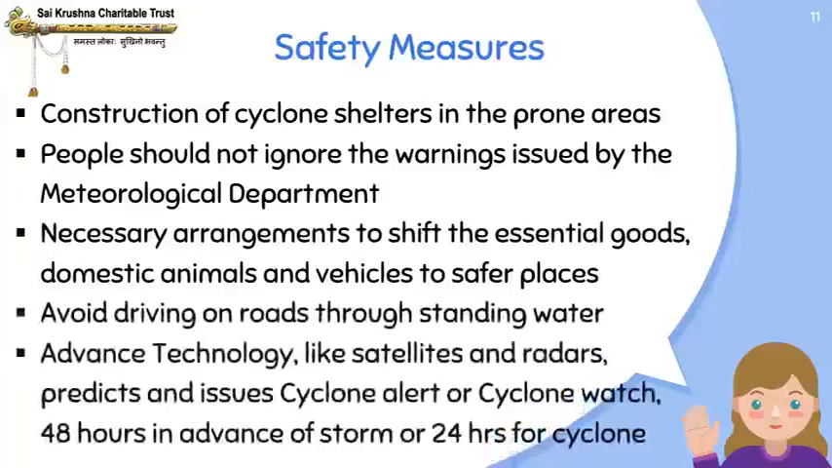Advanced technology like satellites and radars predict and issue cyclone alerts or cyclone watches almost 48 hours in advance of a storm, or in the case of a cyclone, 24 hours in advance. So these are some of the safety measures that are in place in the event a cyclone or any severe thunderstorm comes. So with this, we come to the end of this video.